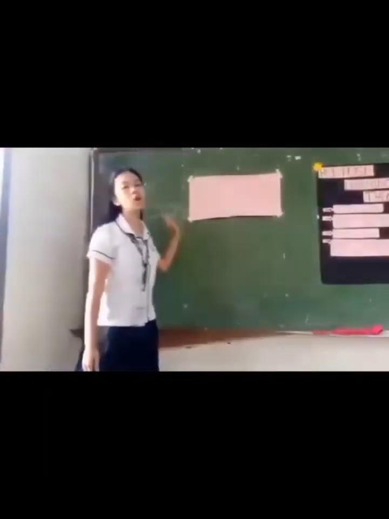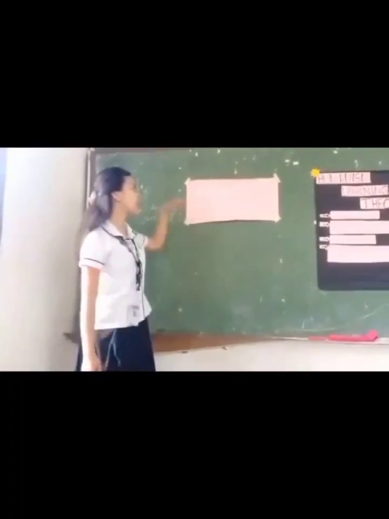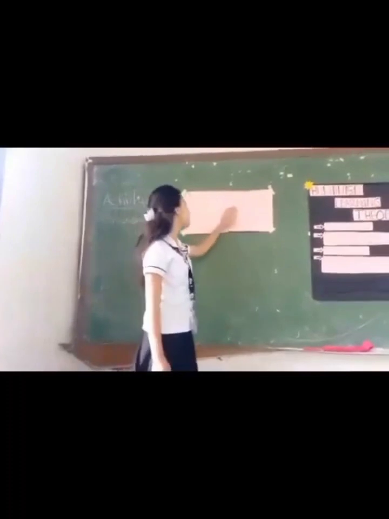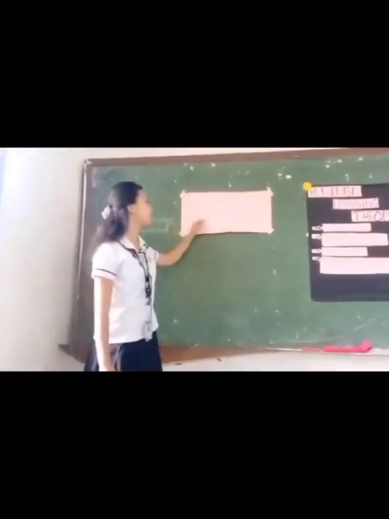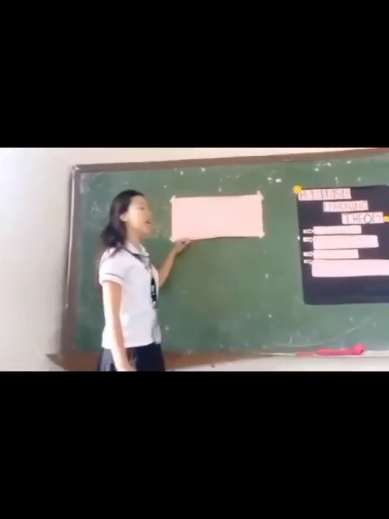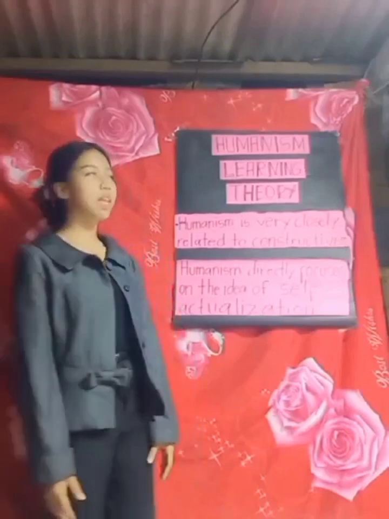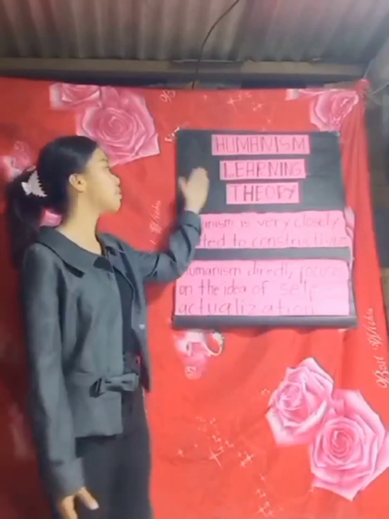So before we proceed to our main topic, let me introduce to you our learning objectives. First is to understand the humanism and connectivism learning theory. Second is to identify the symptoms and types of ADHD. And lastly is to explain the changing phase of ADHD and how ADHD affects the brain. So we will proceed now to my topic, which is humanism learning theory.